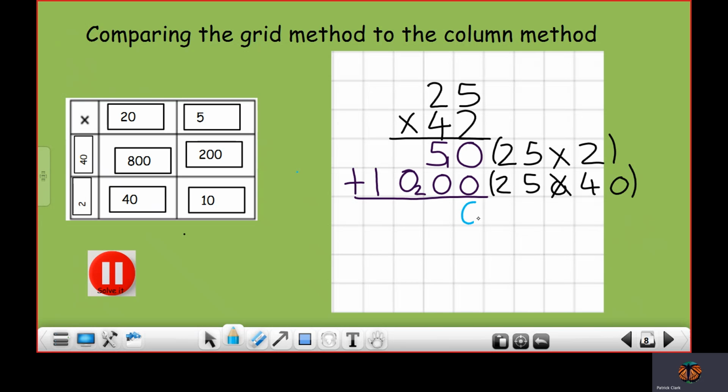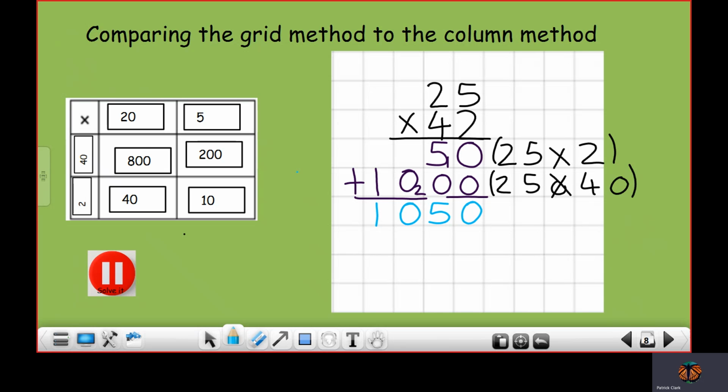So 0 add 0 is 0. 5 add 0 is 5 even. Let me rub that out. Always good to do some editing, isn't it? 5. And then we've got nothing there. And 1,000. So we must have 1,050.